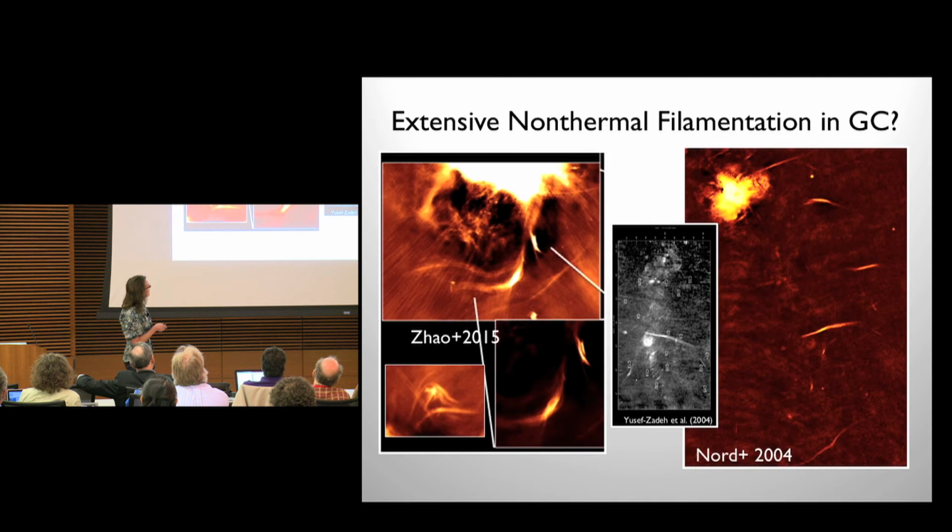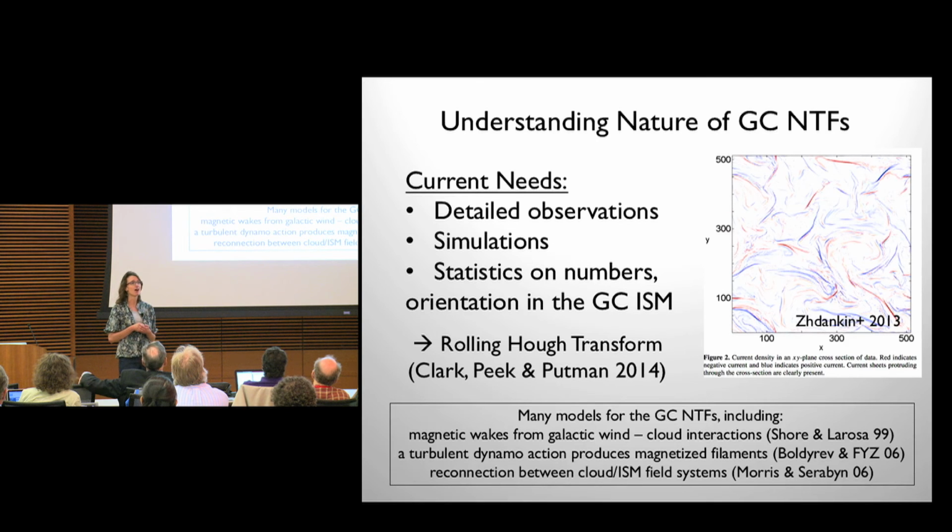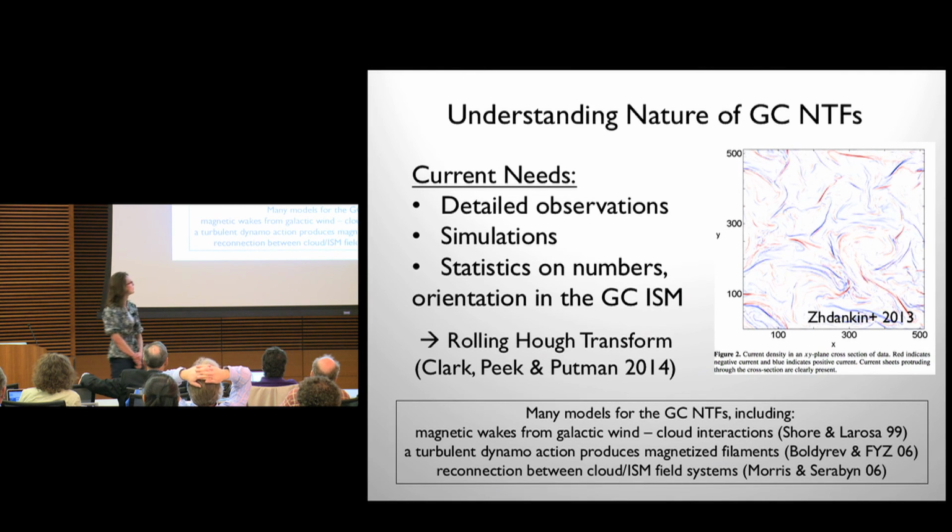I'll just end by mentioning 2 things. We are seeing intense filamentation on small scales throughout the galactic center. These are just some snapshots of other regions of the galactic center outside of the radio arc. And as the previous speaker said, our needs are, of course, detailed observations, especially in polarization, and simulations. I was very inspired by the work of Clark, Peak, and Putman with their rolling Hough transform, and I'll be working on trying to quantify the numbers of these filaments in the galactic center to see if we can get a bigger picture of what the structure of the magnetic field looks like in this region. So thanks.